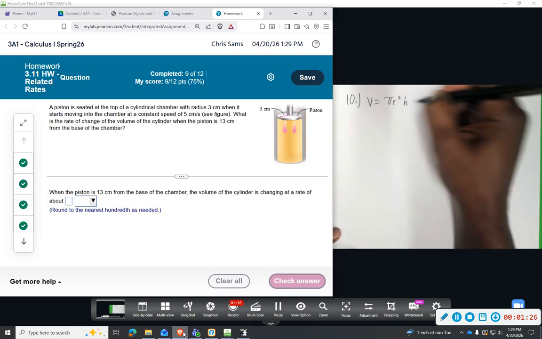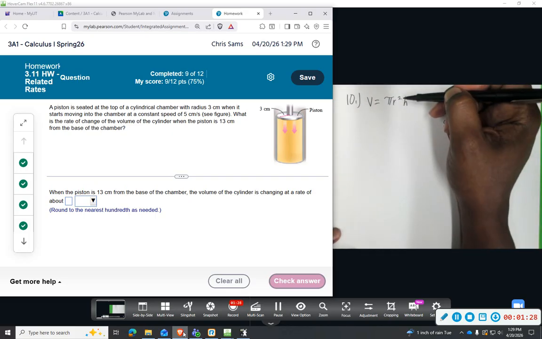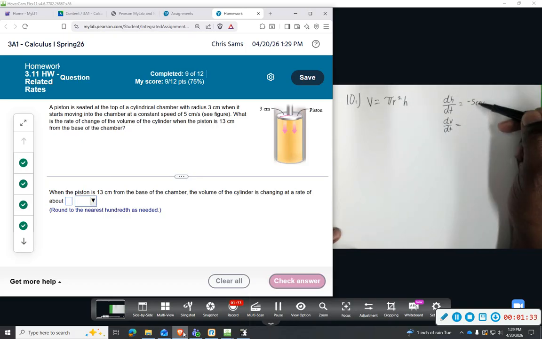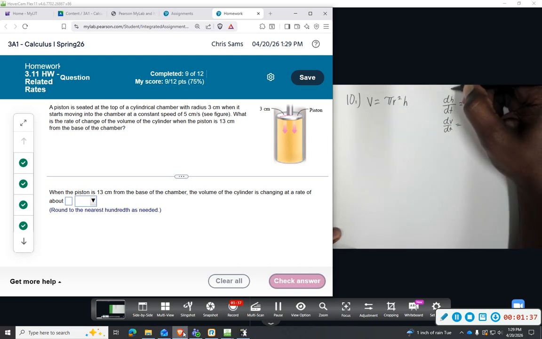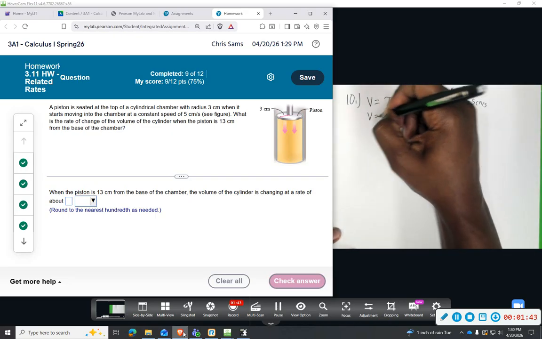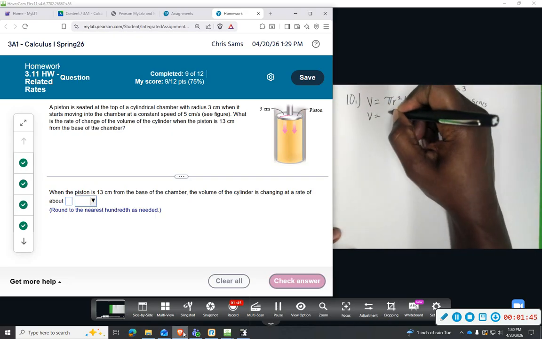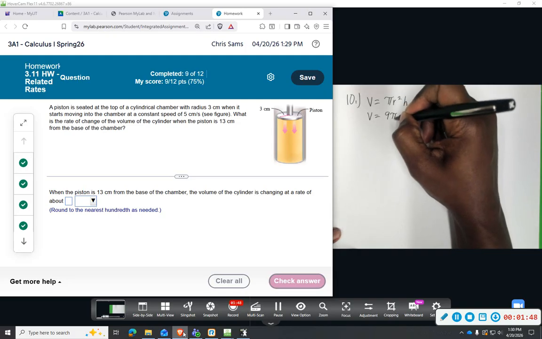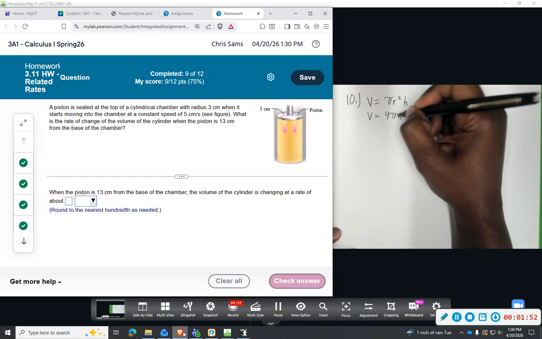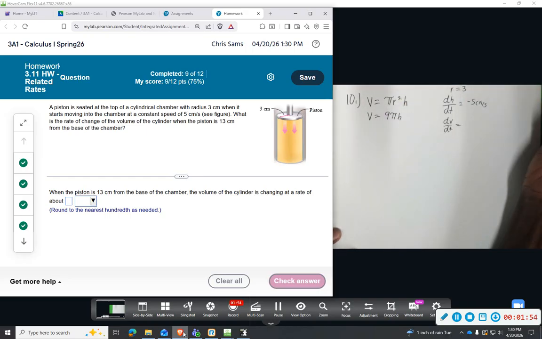All right, so we're going to just take the derivative of this function. Now r is a constant. We're given the radius is 3, so we can plug that in. The radius is not changing, it's going to stay fixed. So the volume is going to be 9 pi h, since 3 squared is 9. 9 times pi times h, and we're going to take the derivative of this function.